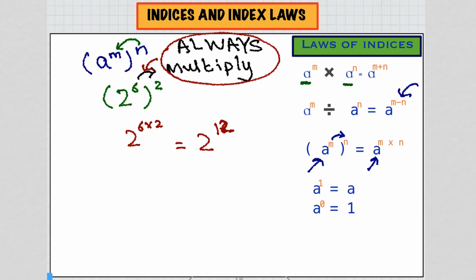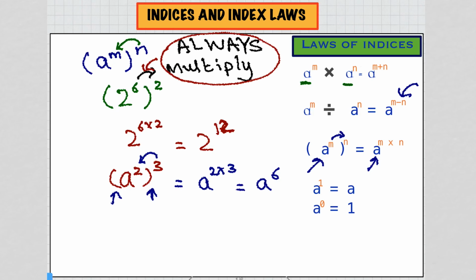Let's say if you have a squared, cubed. The same thing. It's indices, you've got 2 indices. What you're going to do is multiply the powers. So 2 times 3 or 3 times 2, same thing. a to the power 2 times 3, which is a to the power 6. So it's very important. Please always remember that whenever you get them, you always multiply them.